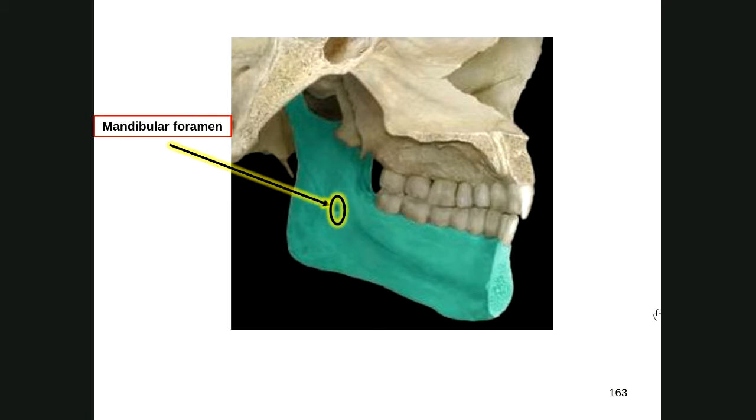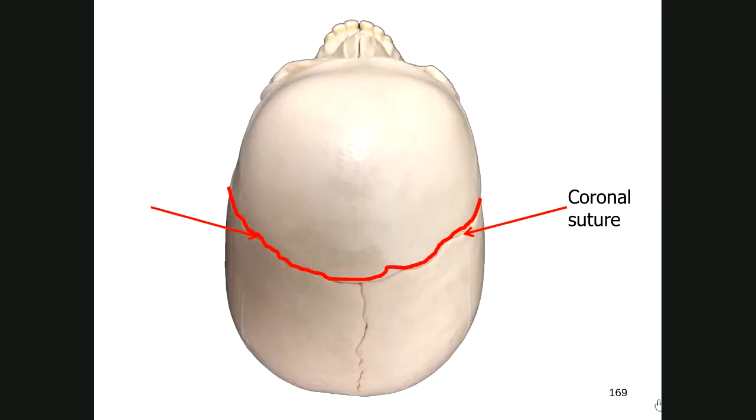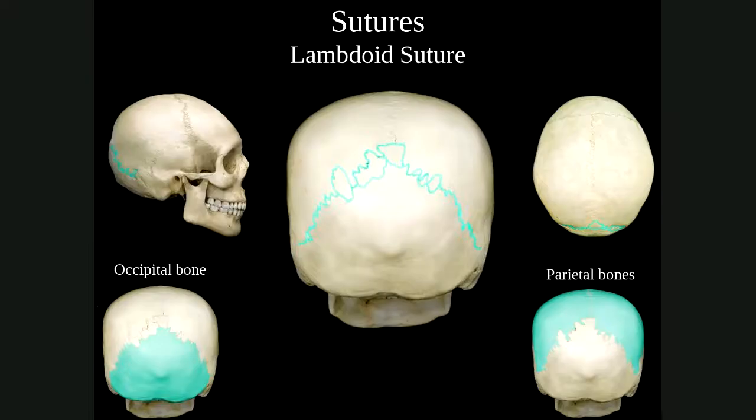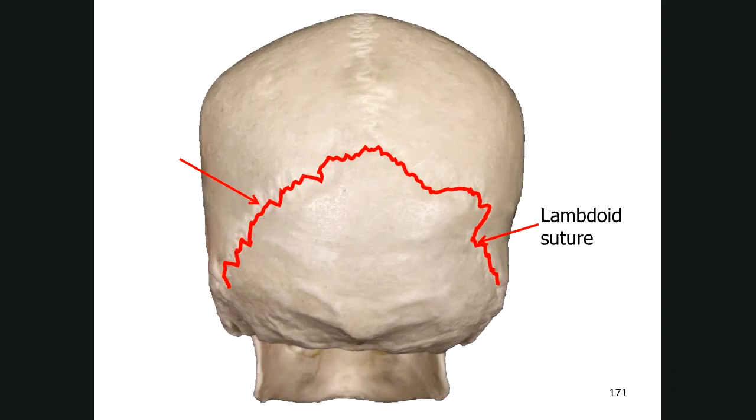All right, let's wrap it up with the sutures here, and then we'll label new stuff. Frontal suture here divides the frontal bone from the 2 parietal bones. You've got your lambdoid suture here in the back. That's going to divide your occipital bone from your 2 parietal bones. And what's the name of this suture here?